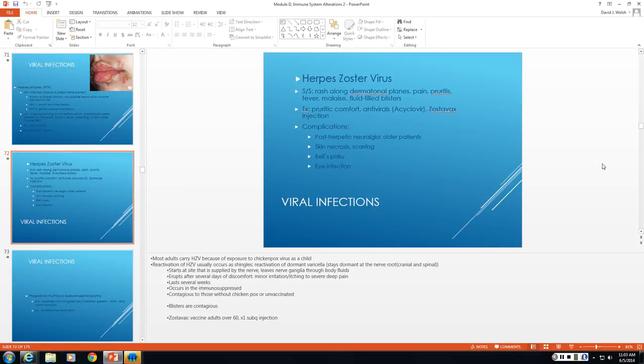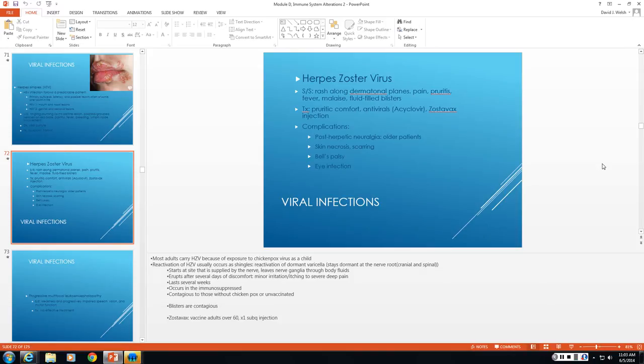Complications are going to be post-herpetic neuralgia. Usually in older patients, they're going to have shingles, they're going to have nerve damage, skin necrosis and scarring, Bell's palsy. They could end up with eye infections.